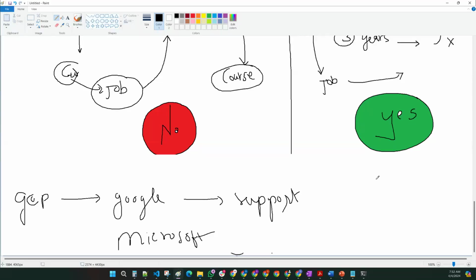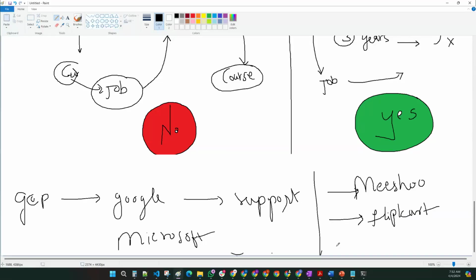You can have a job in Meesho. One of my students is working in Meesho, and one of my students is working in Flipkart. There are plenty of students working in Flipkart, and you have jobs in Amazon also. My friend is working in Amazon, but he is not a data engineer, he's a business analyst. You will have plenty of jobs in almost all the product companies. You go for Visa, banking sectors, anywhere, you will have data engineers.